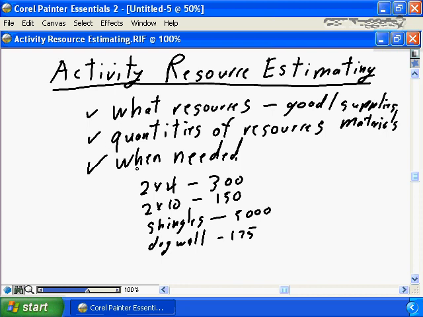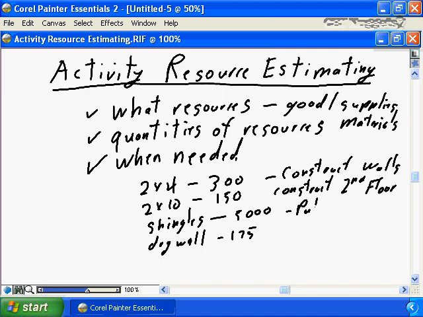And finally, we determine when they're needed. Not when they're needed in terms of the calendar, but when they're needed in terms of the work breakdown structure. Which work breakdown structure elements? So it's construct the walls. It's construct the second floor. It's obviously put on the roof. And it's install drywall.